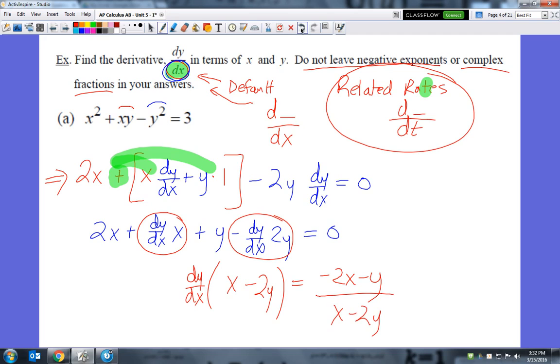Okay, so my final answer will be dy over dx is equal to negative 2x minus y over x minus 2y. Okay, this is written in terms of x and y, because all you see over here on the other side of this equal sign are nothing but x and y's. And yes, you could see a constant. You could see something like plus 8. That's allowable. It's just saying I can't have any other variable other than x and y. Okay, so there would be my answer.